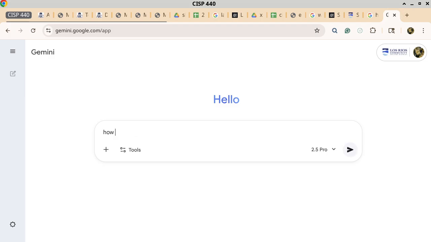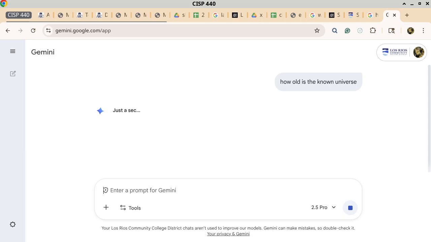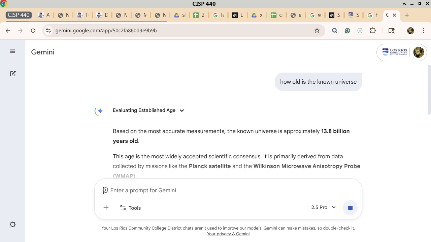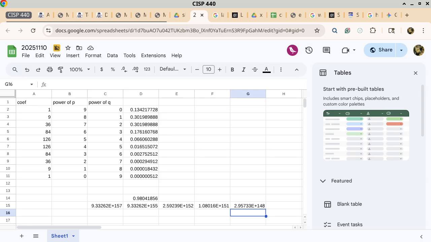Okay, how old is the known universe? Because guess what? We really cannot know the age of the unknown part of the universe. So we'll just say the known part, the part that is visible, observable by the telescopes that we have on Earth today. 13.8 billion. Okay, so how does 13.8 billion compare to the number that we were just looking at here? Nothing.